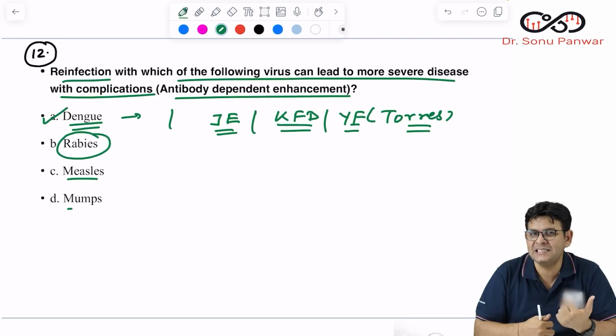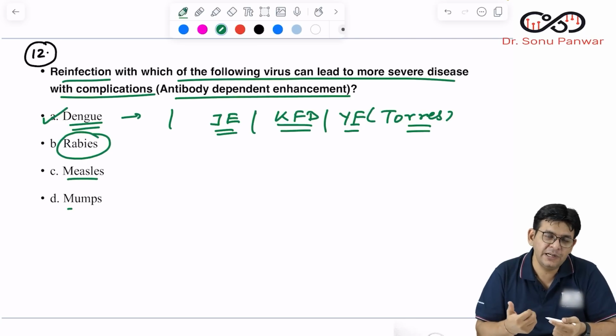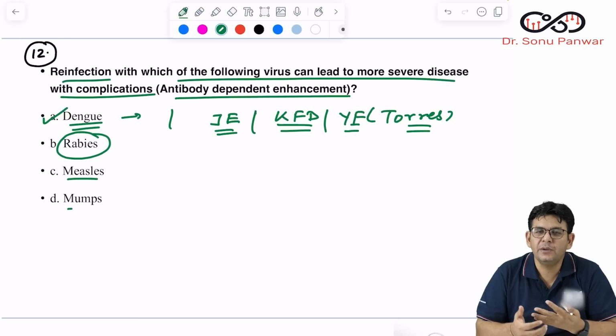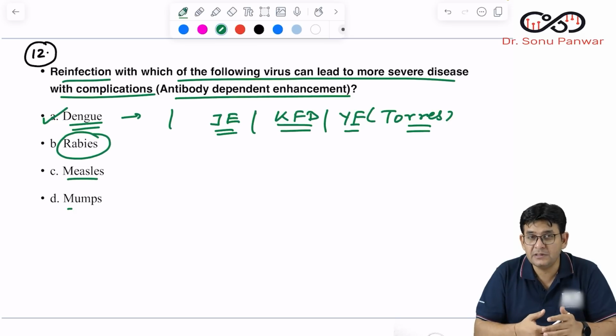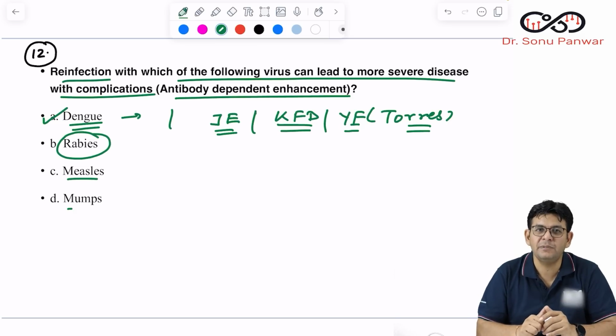And what are the complications? SSPE. What is SSPE? It happens after 10 to 15 years. And what is in SSPE? You have the burst suppression wave pattern. You have CSF having antibodies against measles. And what is the vaccine used here? Edmonston-Zagreb vaccine strain.